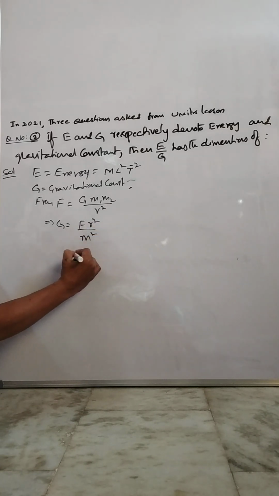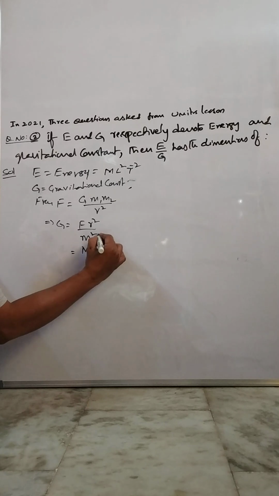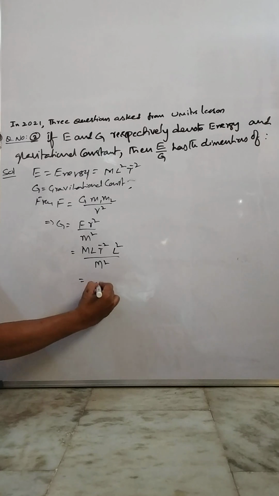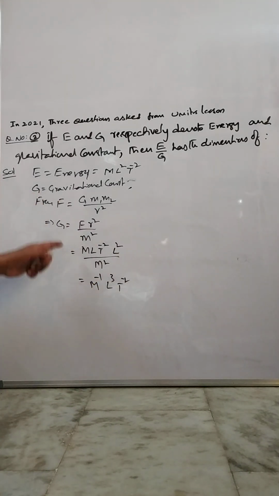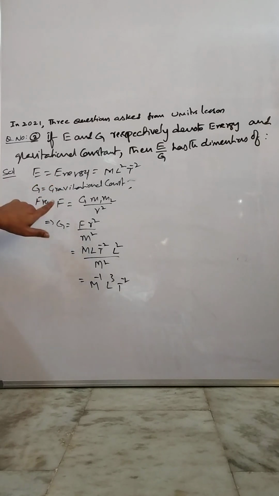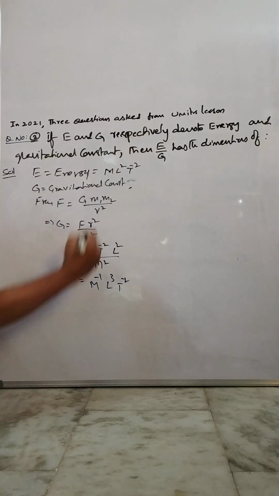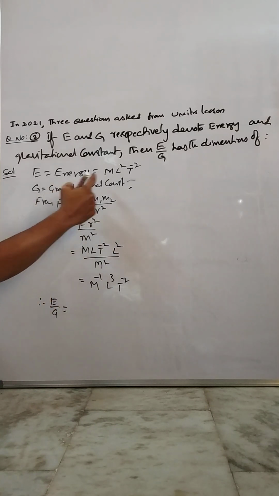So what is the dimension formula of force? You know very well, MLT power minus 2. R means distance, it is nothing but L square, and m means mass. So you get M power minus 1 L cube T power minus 2. So you know energy, you got the gravitational constant, and it is asking for E by G, therefore required E by G is equal to, E is equal to what?